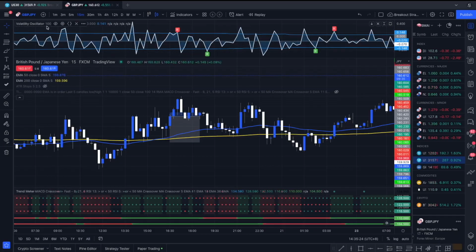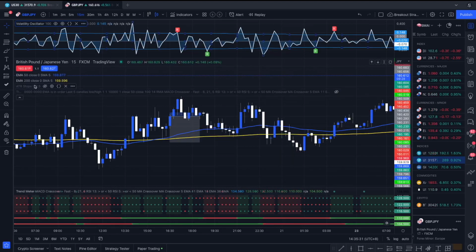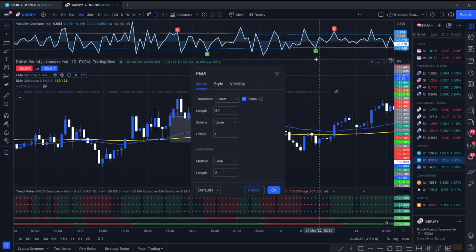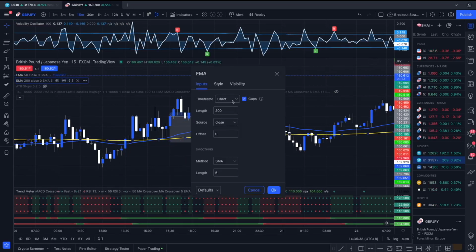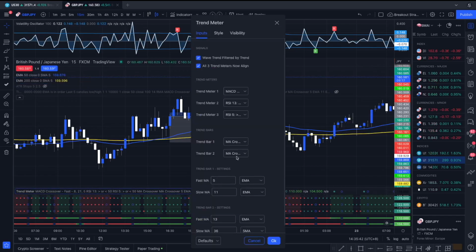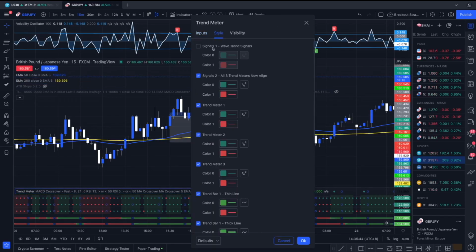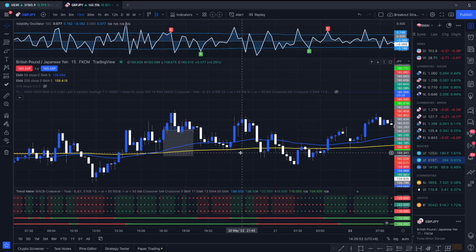For the strategy, we are going to need the volatility oscillator with a length of 100. We are going to need a 50 EMA and a second EMA with the length of 200, and the trend meter. The only setting we have to modify according to TradeIQ is to turn off signals one in the style section, and that's about it. Let's head over to some long and short examples quickly.